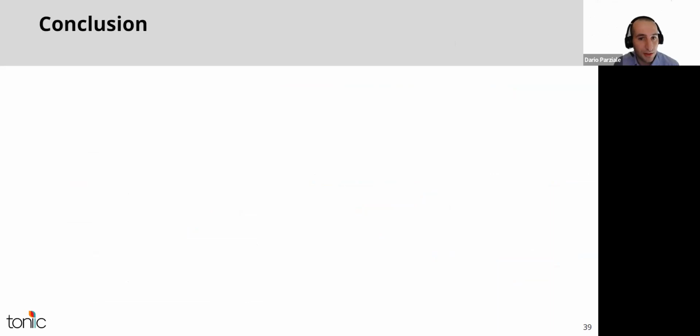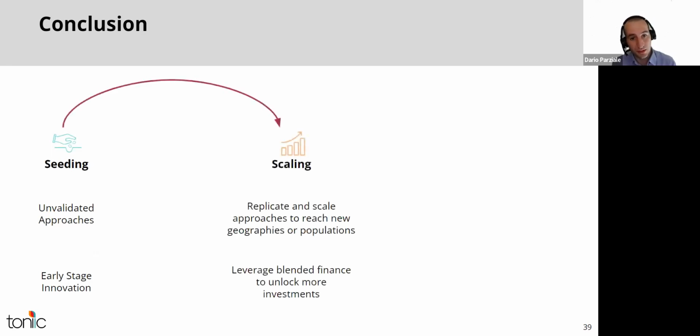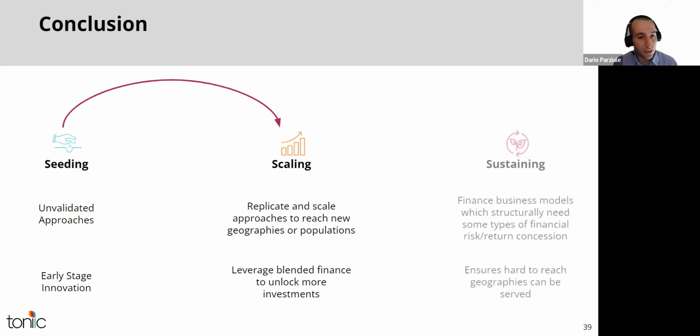To summarize, here are some of the aspects that we discussed. Seeding targets unvalidated approaches and early-stage innovation. Scaling follows seeding, and it takes validated approaches to reach new geographies and populations, and often uses blended finance. Sustaining instead differs from the other two because it's not their natural evolution. It rather addresses impact outcomes which structurally need some type of financial risk or return concession, and often leverages validated approaches that have already proven to be solutions to scale the financing.